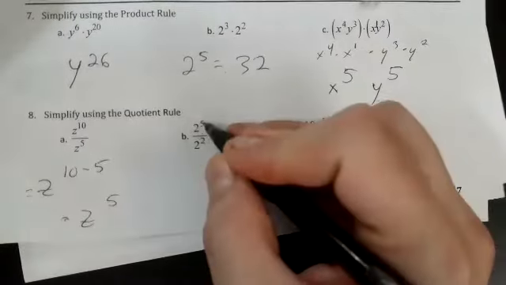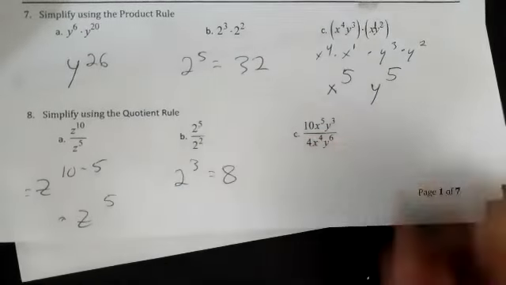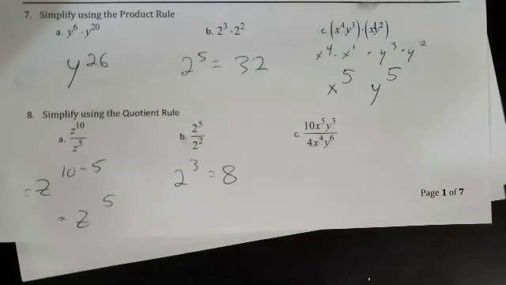This is going to be 2 to the 5 minus 2, so this is 2 to the third. That guy is also known as just the number 8. So we should be able to do those. This one might be a little trickier.